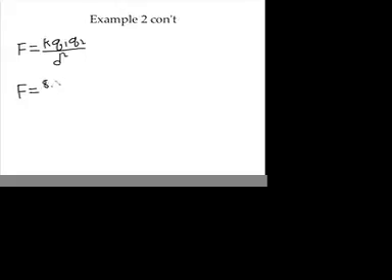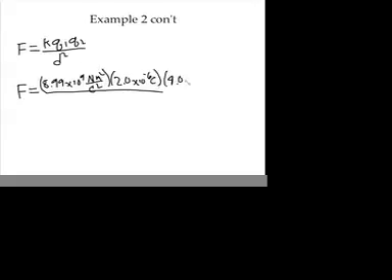So let's plug in the values that we know. The force is equal to Coulomb's constant, which we know is 8.99 times 10 to the 9th, and the units on that are newton meters squared per coulomb squared. And we're going to multiply that by the first charge, which was 2.0 times 10 to the negative 6 coulombs, and the second charge, which is 4.0 times 10 to the negative 6 coulombs.